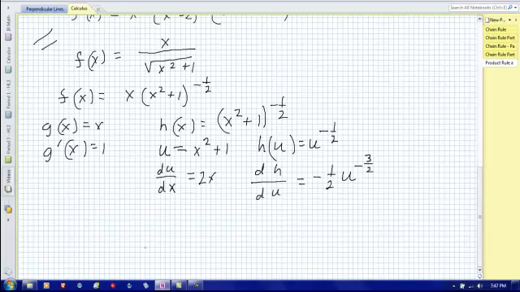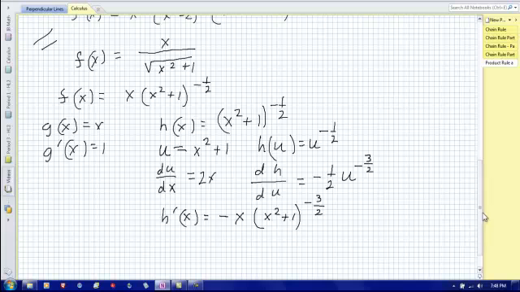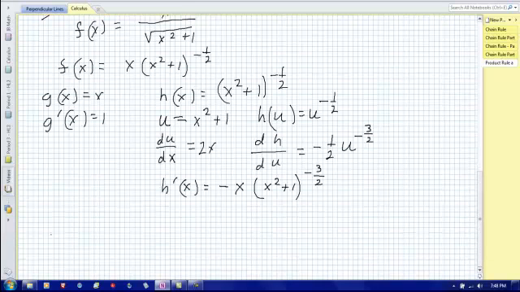Alright, now finish off the derivative for h. So we're just still doing the second function here. So this is the derivative of h of x. Okay, so this times this. Let's see, can we put something together? Negative 1/2 times 2 is negative 1. So we have a negative x here. Okay, we have the inner function, the x squared plus 1 to the negative 3/2. Alright, let's leave that on the outside for a moment.